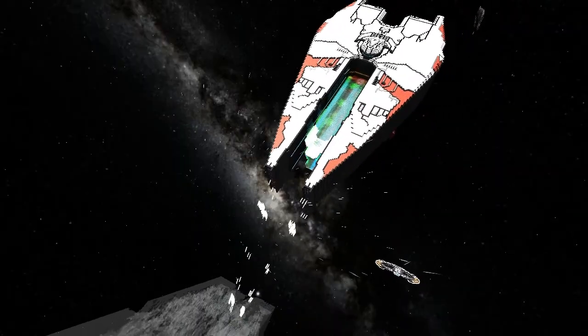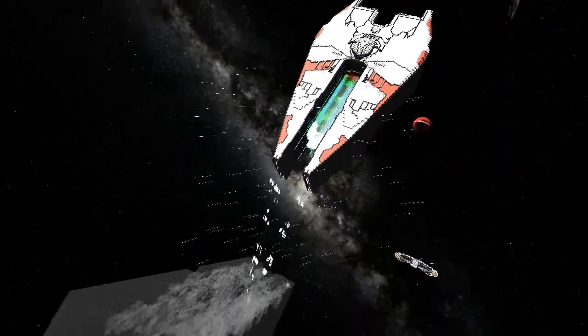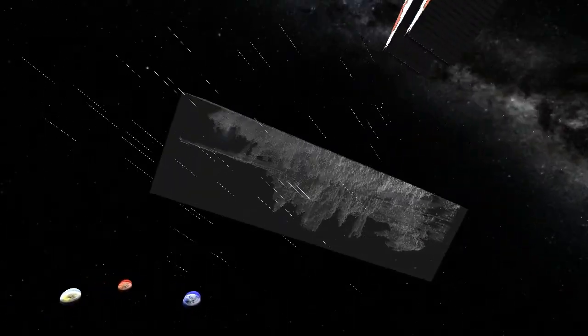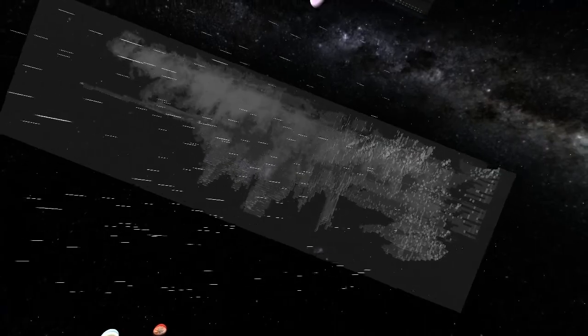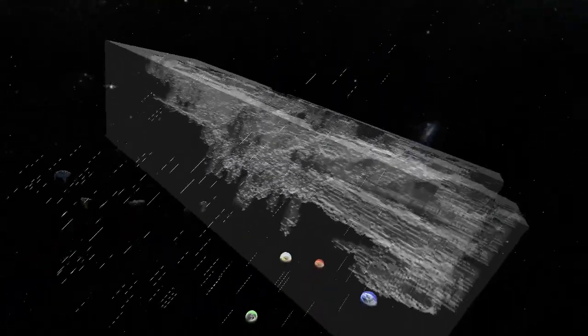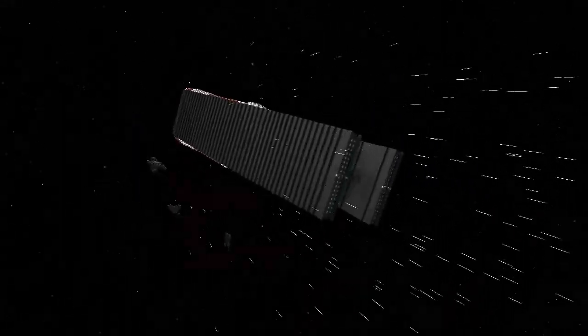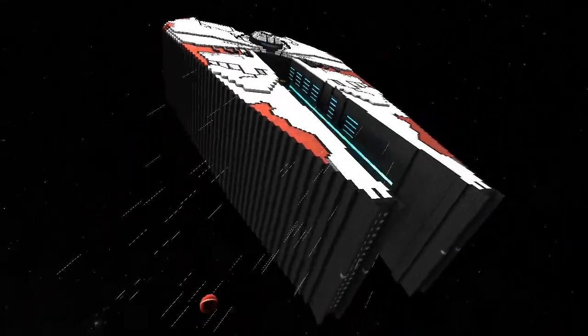Alright. Hold fire. So yeah, you can see that a lot of damage can be done in a very short space of time with this particular weapon. Thanks very much for showing me this ship. I think you might have another one for me to see.